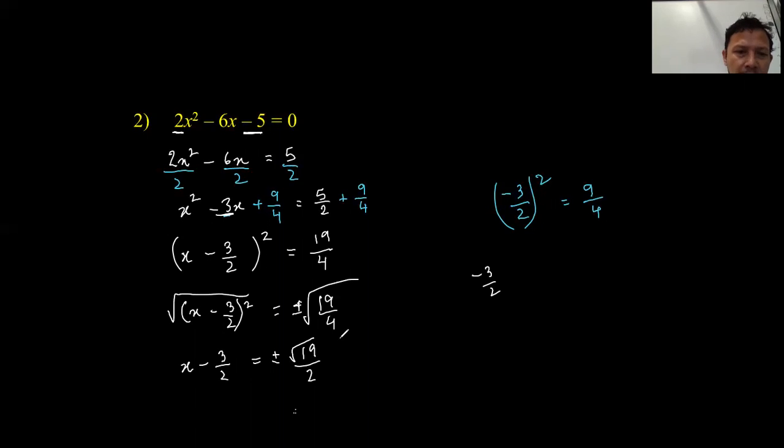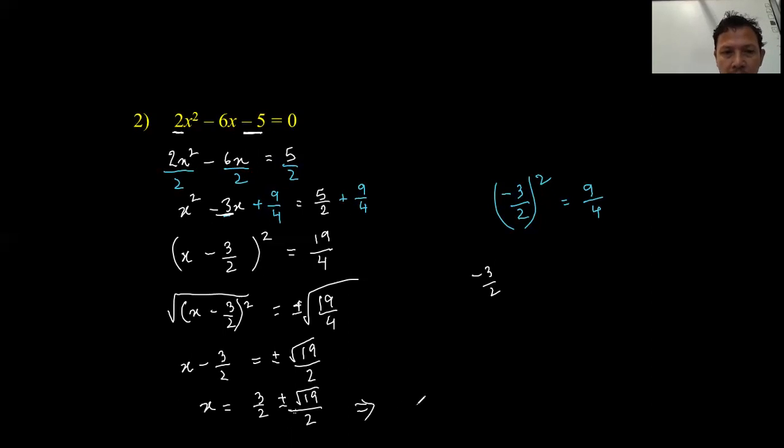We need to find x. So let's go ahead and add 3 over 2 to both sides. So x equals 3 over 2 plus or minus root 19 divided by 2. Now you can see both of these are fractions, 3 over 2 plus or minus root 19 over 2. We have the same denominator, so we can keep the same denominator now.